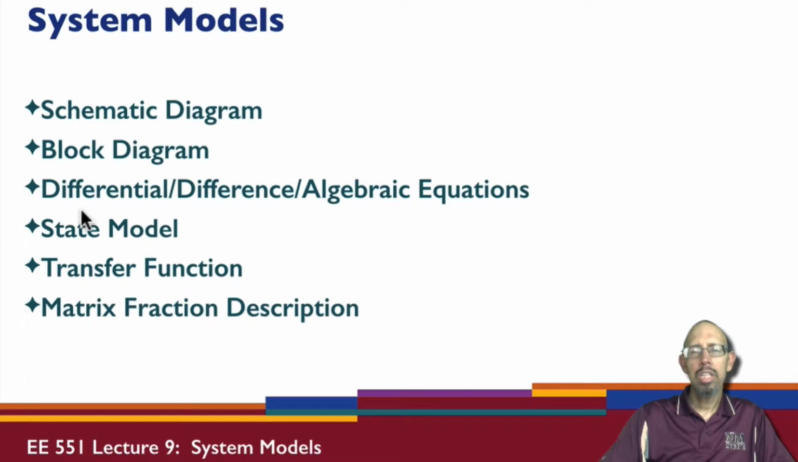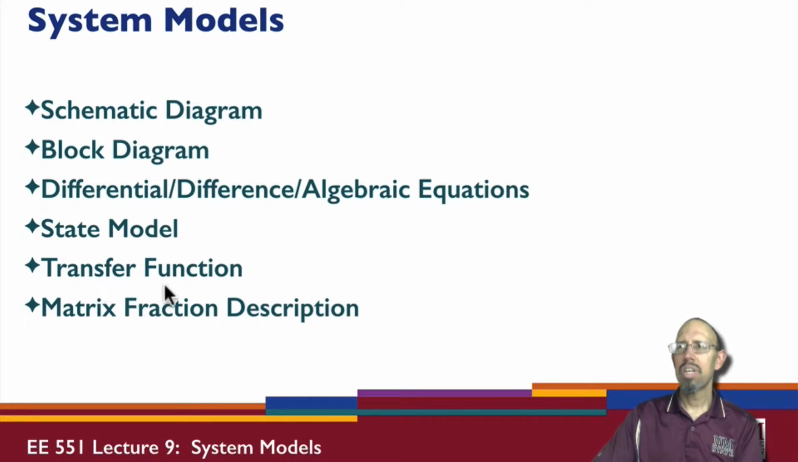Block diagram is a way of representing a system by showing subcomponents within the overall system. We can have differential, difference, or algebraic equations that describe a system, and that can be considered a model. A state model we're going to look at. Transfer functions. So if you've taken a class in signals and systems, you've seen transfer functions already as a model, possibly block diagrams or schematic diagrams as well. And then matrix fraction description. So we'll briefly talk about each of these in this little section.